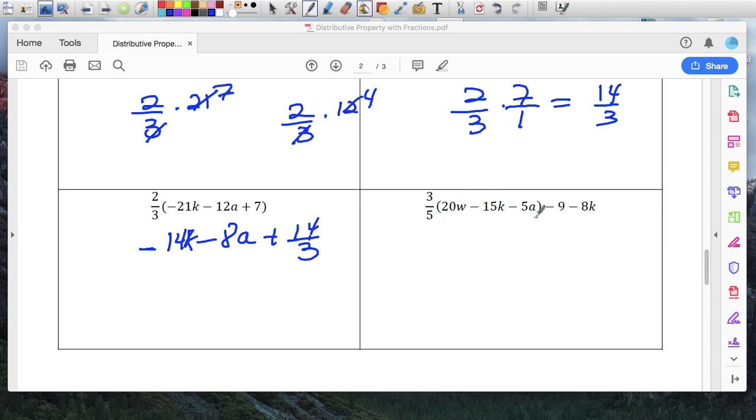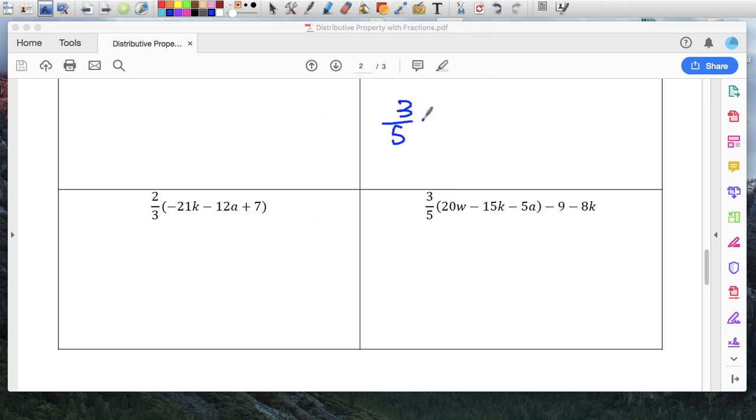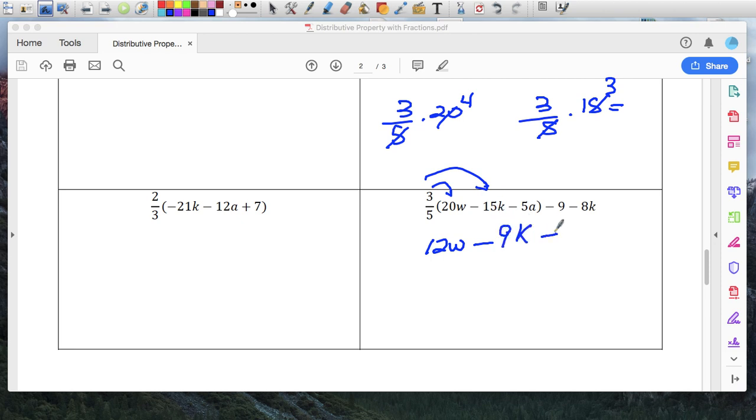Last one over here, I can divide everything by 5 and then times 3. That's one quick way of doing it. So 3/5 times 20, divide by 5 is going to be 4. 4 times 3 is 12w. A positive times a negative is a negative, so if I have 3/5 times 15, 15 divided by 5 is going to be 3 over here. 3 times 3 is 9. And minus 3/5 times 5, these two go out, and you get left with 3a left over.